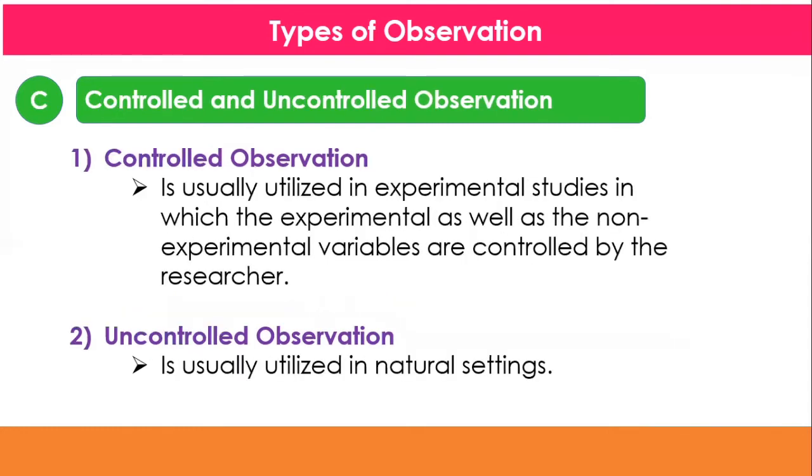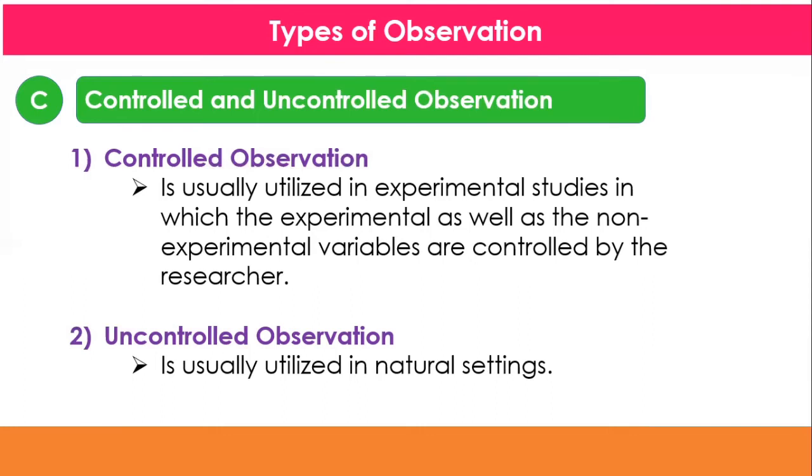Now, finally, the last type of observation is what we call controlled and uncontrolled observation. In controlled observation, it is usually utilized in experimental studies in which experimental as well as the non-experimental variables are controlled or manipulated by the researchers. Here, the experimental variable is manipulated by the experimenter to produce an effect or effects upon the dependent variable. And the non-experimental variables are kept constant or equal in all aspects so that any change in the dependent variable is attributable only to the independent variable. Controlled observation is usually done in the laboratory.